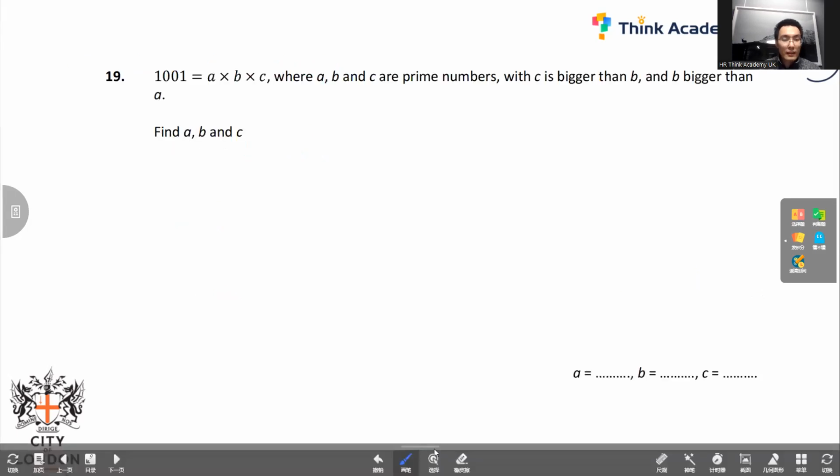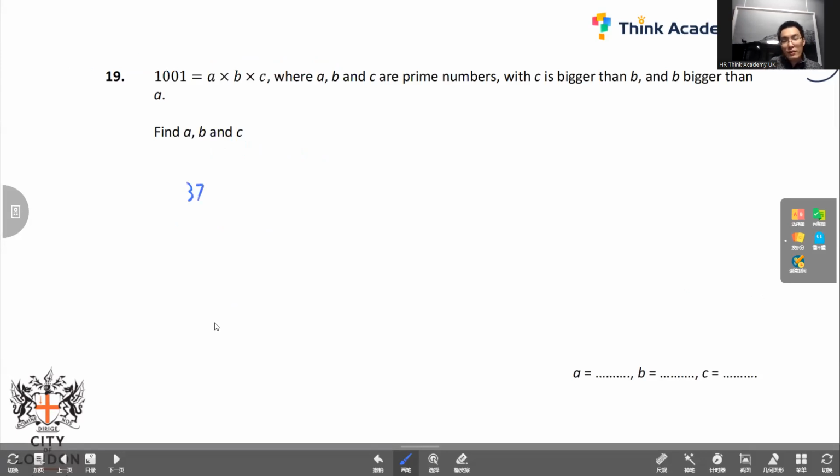Moving on to, I think this is the last question for City of London. So 1001 equals A times B times C, where A, B, and C are prime numbers. This is actually stuff from summer holiday term, I think the first lesson, where we introduced lots of number pairs. And I hope you still remember that we have introduced 2 special number pairs.